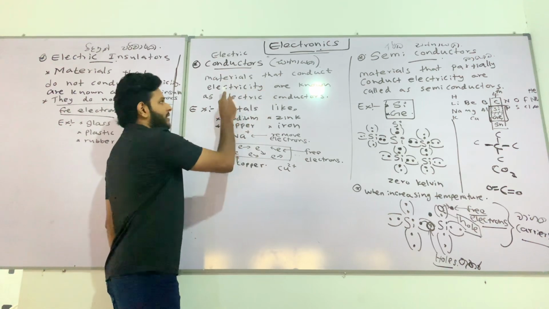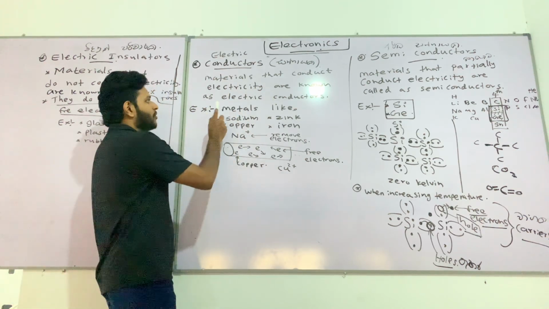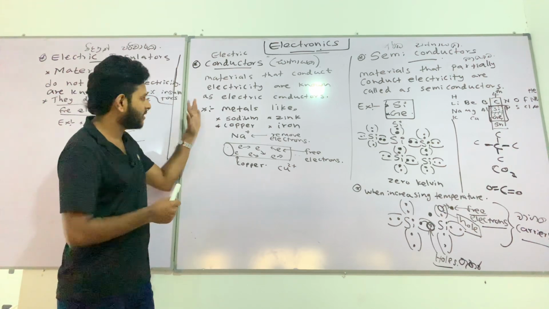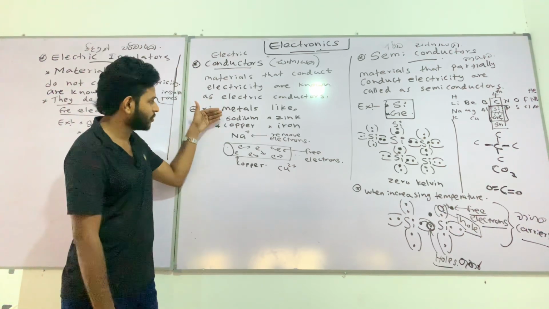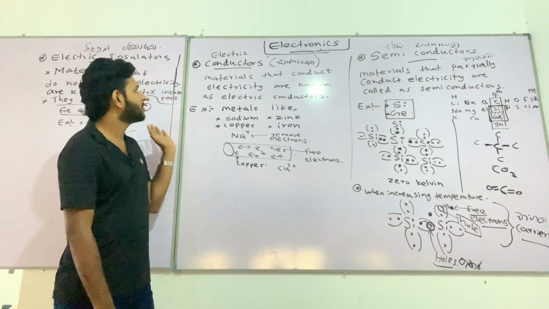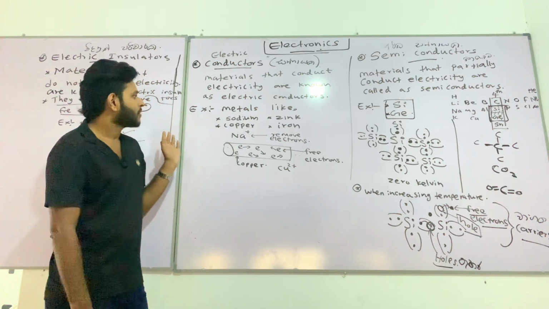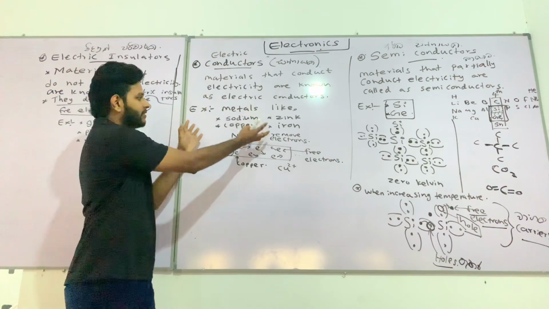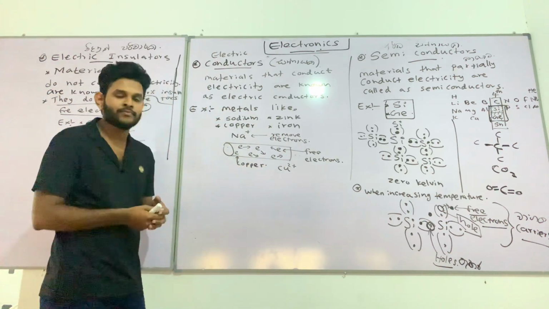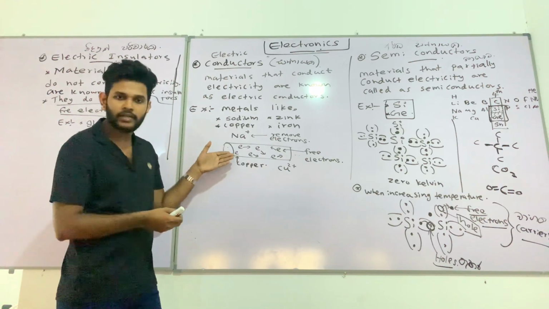Materials that conduct electricity are known as electric conductors. What are the examples? Metals like sodium, copper, zinc, iron are examples of electric conductors. Why are these materials able to conduct electricity? What is the reason? They have free electrons.